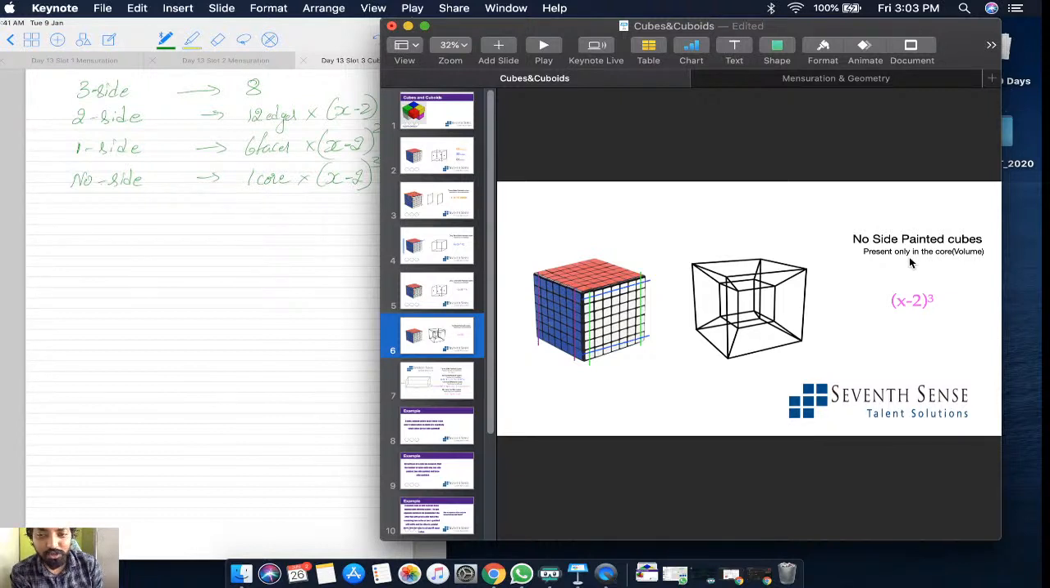I hope you understood this. If you have understood this, can somebody? Okay. Let's say I'll write a diagram.